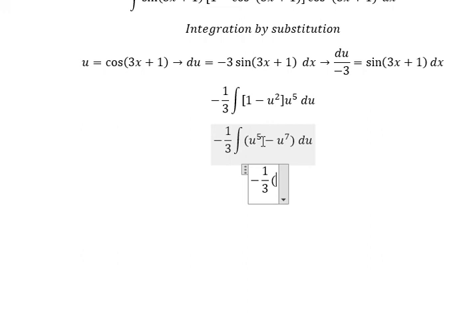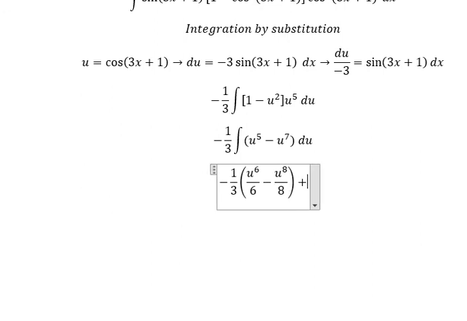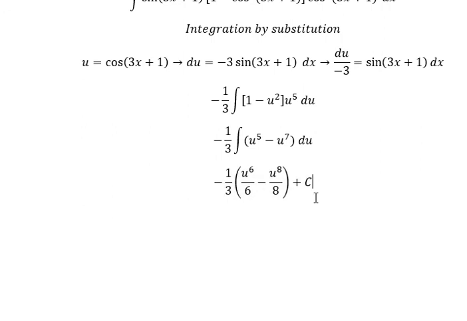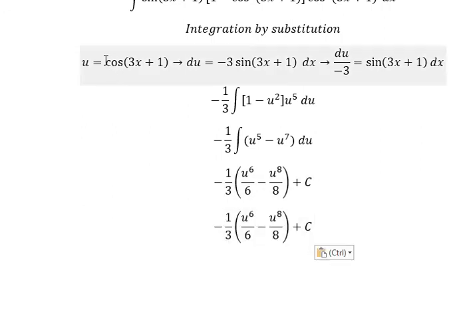The integration of u to the power of 5 gives u to the power of 6 over 6. The next one should be u to the power of 8 over 8. And we put plus c. About u, that's about this one.